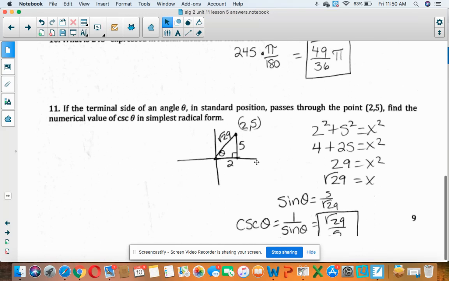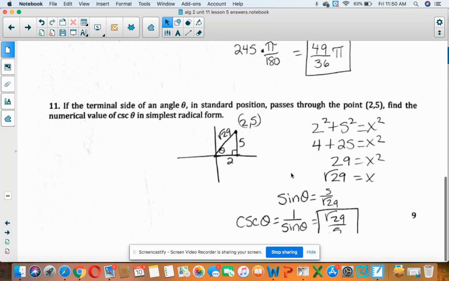And number 11, the terminal side of an angle in standard position passes through the point 2, 5. I drew a little sketch right here, and we want cosecant of theta. I need to find this missing side right here. So I do the Pythagorean theorem, 2 squared plus 5 squared equals x squared. 4 plus 25 equals x squared. x squared is 29, so this hypotenuse is radical 29.